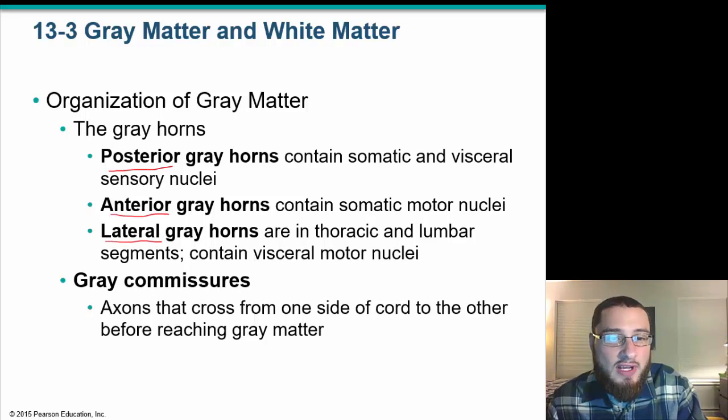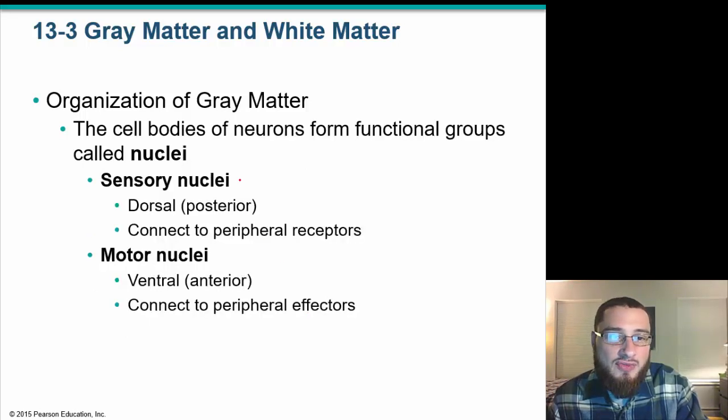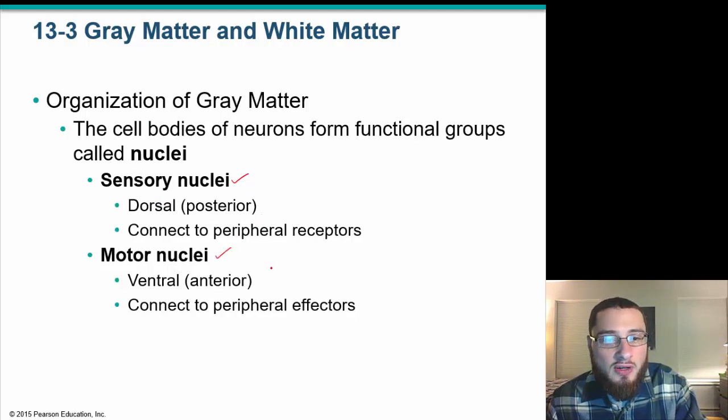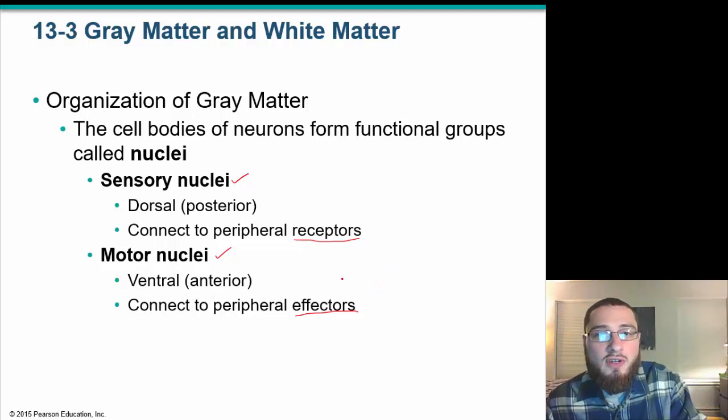And then you have the gray commissures, where axons cross from one side of the cord to the other before reaching the gray matter. You have sensory nuclei in the dorsal or posterior portion of the spinal cord, and then you have the motor nuclei in the ventral roots, or the ventral portion of the anterior portion of the spinal cord. Receptors are going to be part of the sensory side, and effectors are going to be part of the motor, or the ventral anterior portion of the spinal cord.